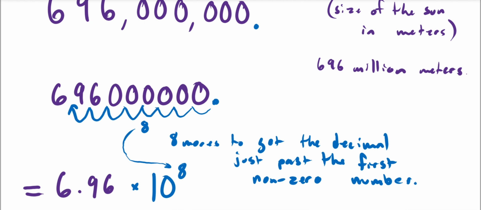Notice that in order to move the decimal between the first and second number, the 6 and the 9, I have to move it 8 times. And so what I could do is write the number 6.96 and times that by 10 to the 8th power. This would move the decimal 8 times and give me 696 million. So we want to count how many places we need to move the decimal to get it just to the right of that first non-zero number.